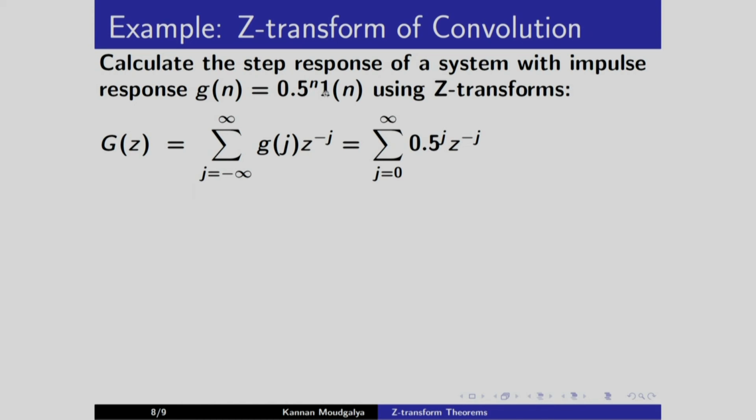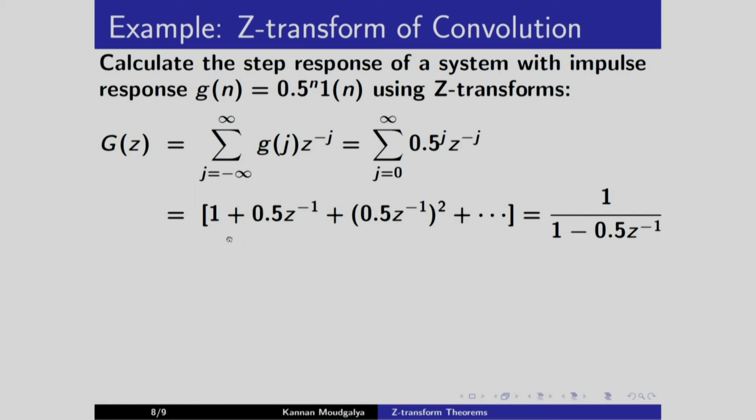Now because you have unit step which becomes non-zero from n equals 0 onwards, I start from 0. For all negative values this term is 0. From j equals 0 onwards the value of 1 of n is 1, so I do not have to put 1. So I get only 0.5 to the power j and I write this z power minus j here. So let us evaluate this sum. For j equals 0, it is 1, for j equals 1 it is 0.5 z power minus 1, for j equals 2, 0.5 z power minus 1 whole to the power 2 and so on.